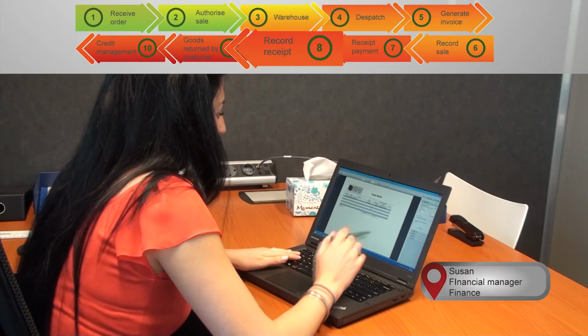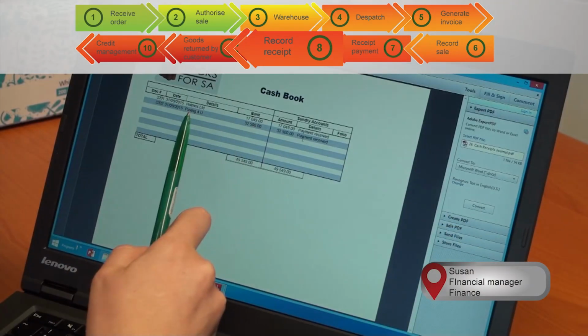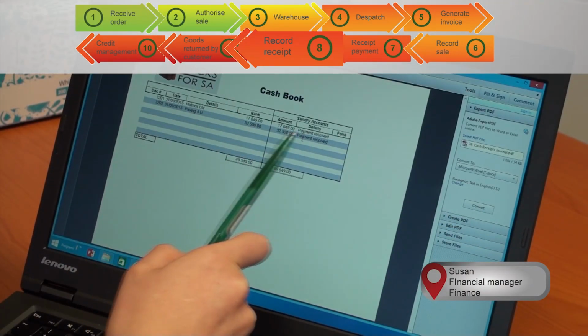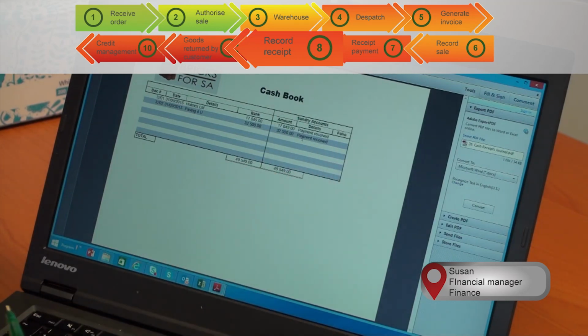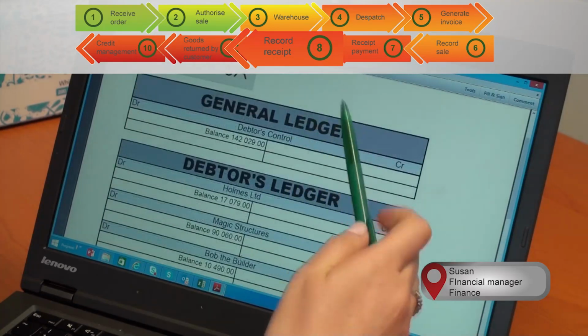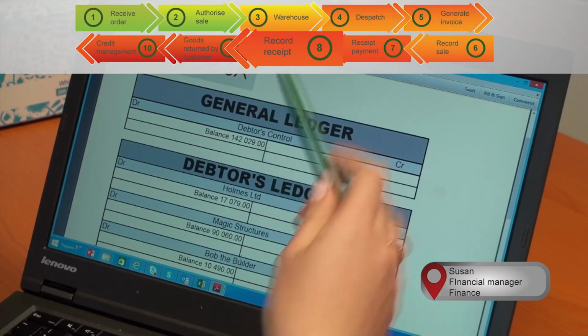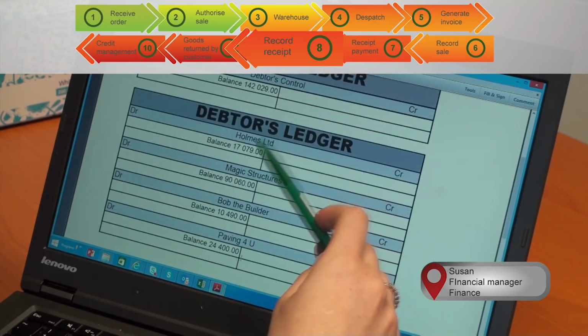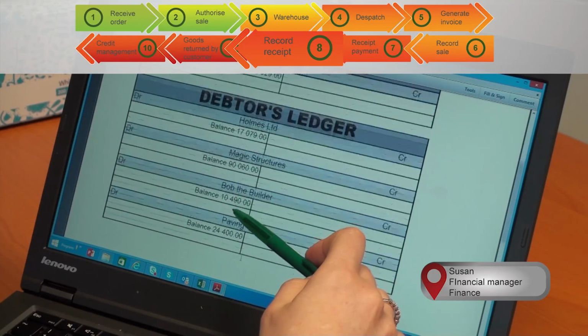Susan, the financial manager, checks the cash receipts journal once a week for accuracy and completeness. She also checks that the receipts journal is recorded in sequence of receipt numbers and has been accurately recorded and posted to the general ledger control account as well as the customer or debtor's ledger.